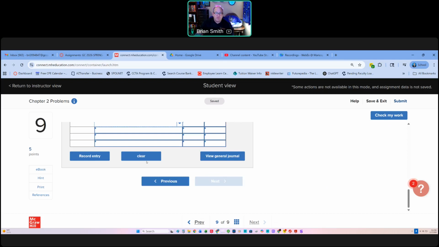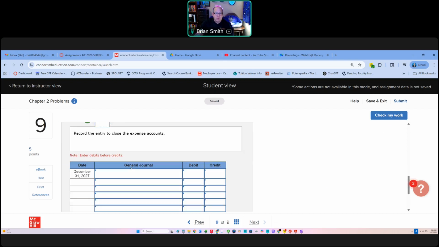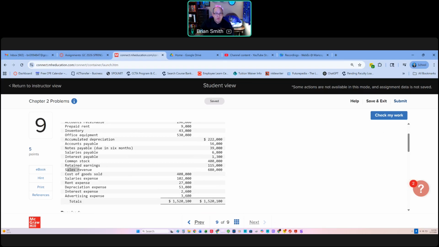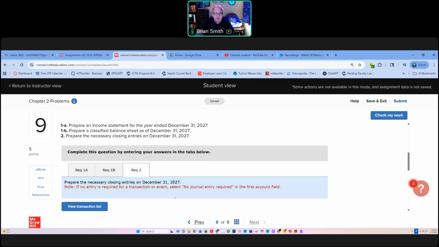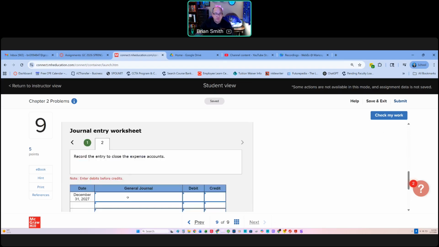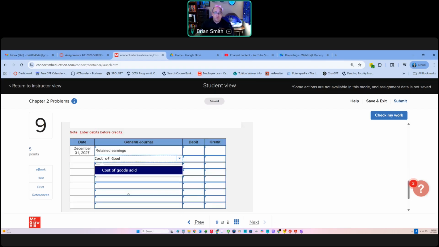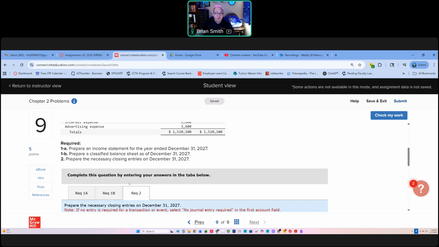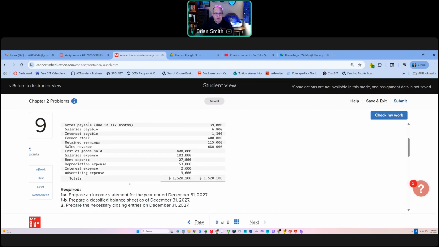All right, record that entry and then record that we close the expense accounts. We're going to record every one, even that interest expense. So we're going to do cost of goods sold on down. Cost of goods sold is 408,000. Oh wait, no, we got to debit retained earnings. And then we're going to find out how much that is. Cost of goods sold, salaries, rent.